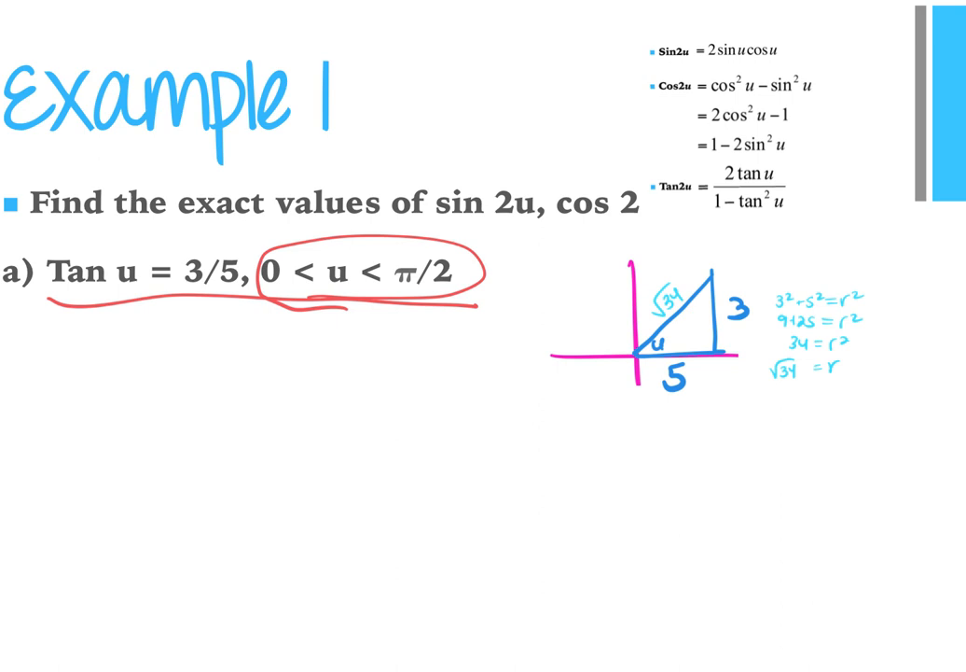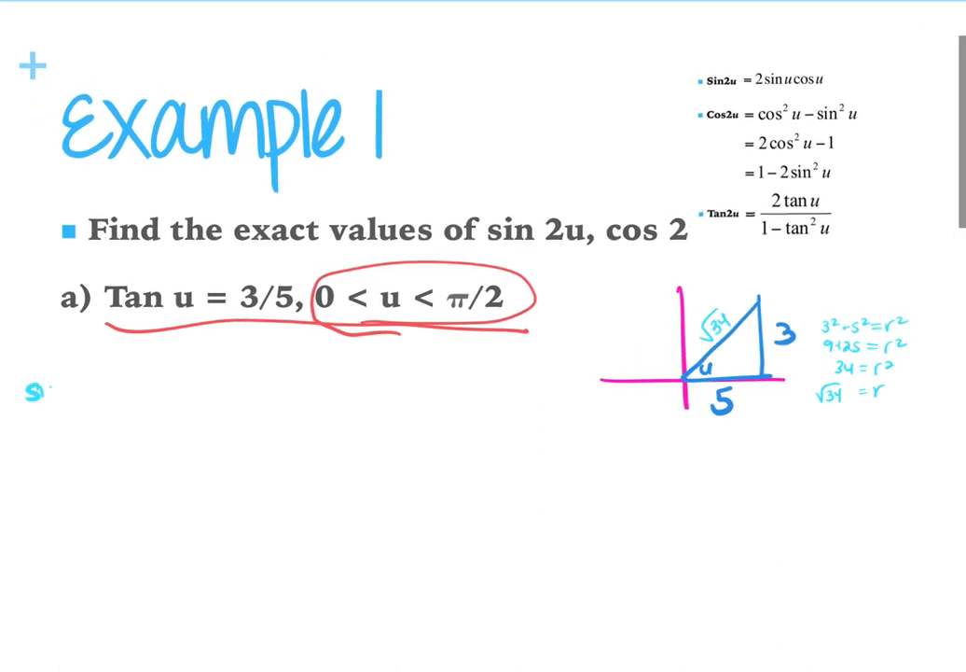Okay, and the first thing I'm going to find is sine. So sine of 2u equals 2 sine of u cosine of u. So 2 times the sine of u, which is 3 over the square root of 34. I'm not going to rationalize it because I'm going to multiply it by another square root of 34, so don't waste your time rationalizing it. Times cosine, which is 5 over the square root of 34.